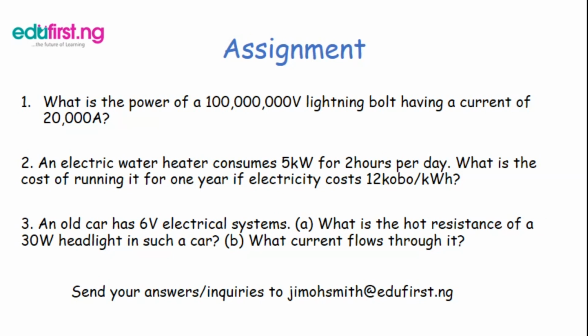Assignments. What is the power of a 100 million volt lightning bolt having a current of 20,000 ampere? Number 2, an electric water heater consumes 5 kilowatts for 2 hours per day. What is the cost of running it for 1 year if electricity costs 12 kobo per kilowatt hour? The third one, an old car has a 6-volt electrical system. What is the hot resistance of a 30-watt headlight in such a car? What current flows through it?